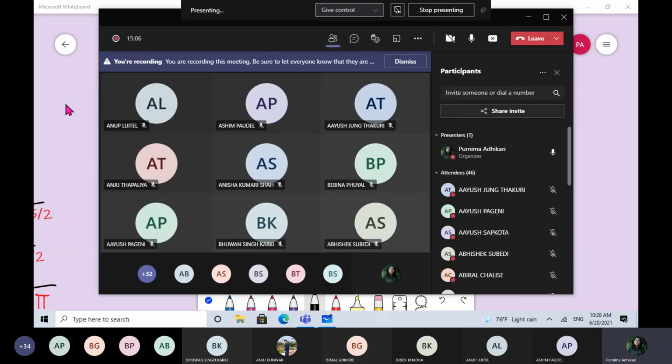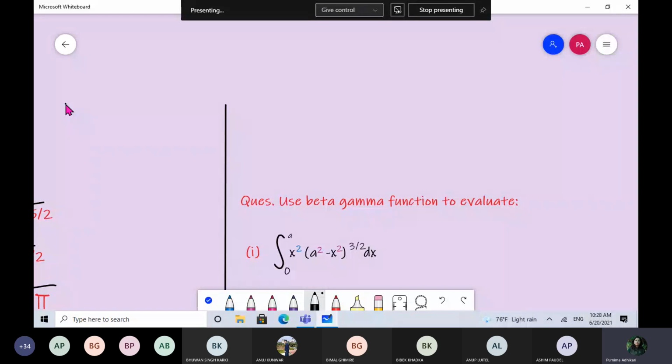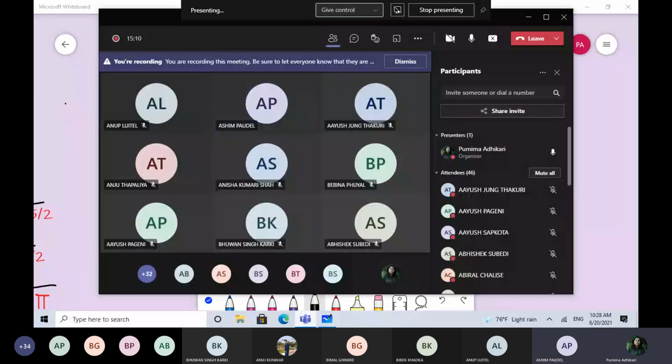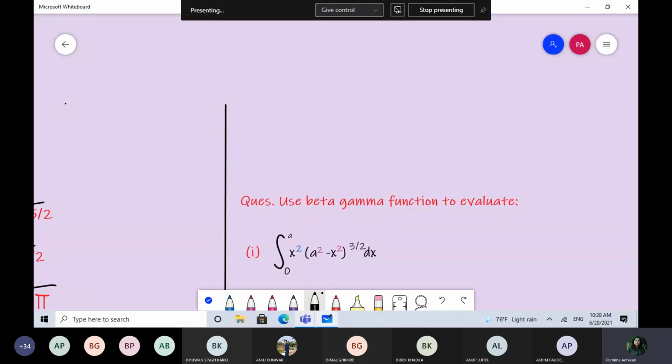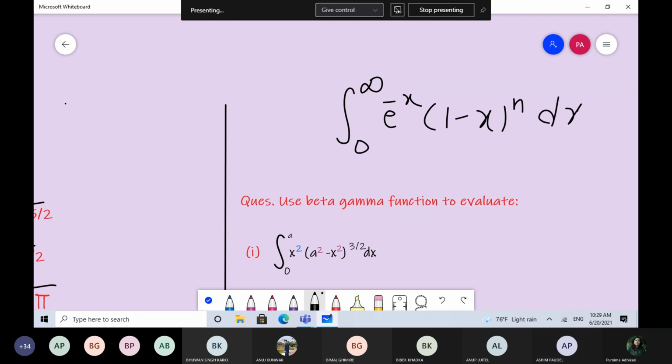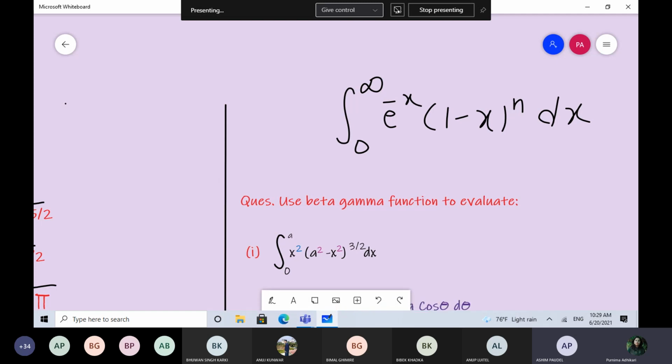Asim, Podel, do you remember your beta function? Yes, sir, ma'am. Yes, then tell me. Beta function is 0 to infinity e to the power minus x, then 1 minus x to the power n, beta n is x to the power n. You got Beta function and gamma function confused. This is something different.